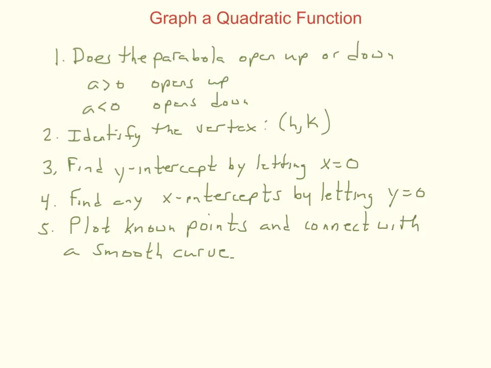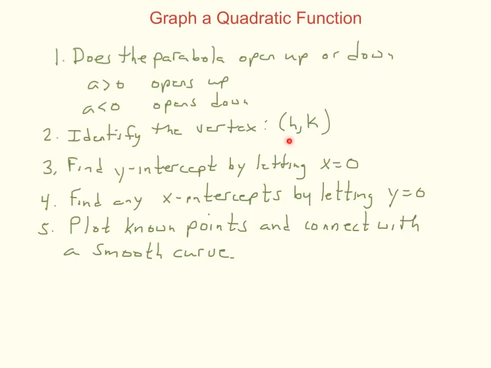Let's take a look. One of the things we're going to be asked to do is graph a parabola. And to do this, we're going to want that parabola in standard form. So the first thing we have to do whenever we're asked to graph a parabola is identify if that parabola opens up or down. And we're going to do that by looking at A. When A is greater than 0, it's going to open up. When A is less than 0 or negative, it's going to open down. And remember, A is the coefficient on x squared.